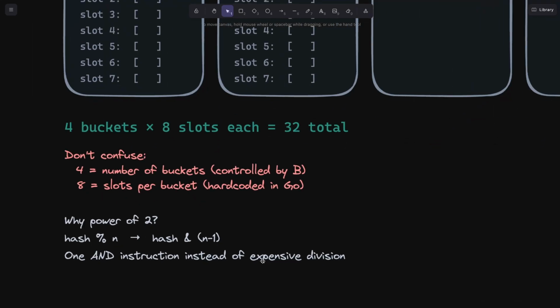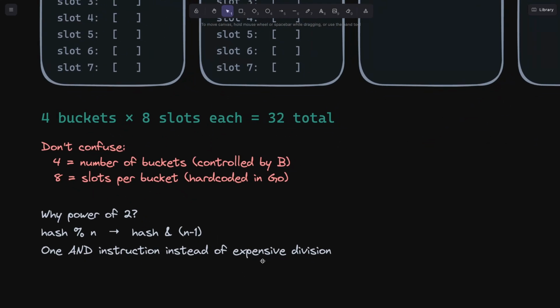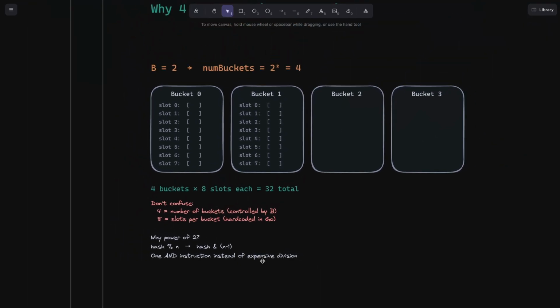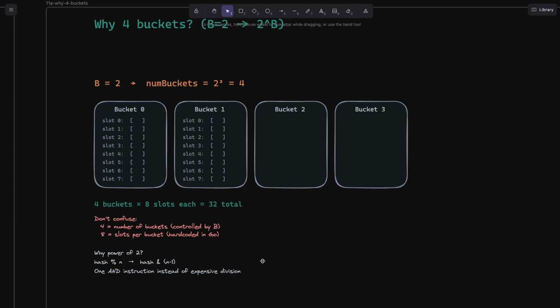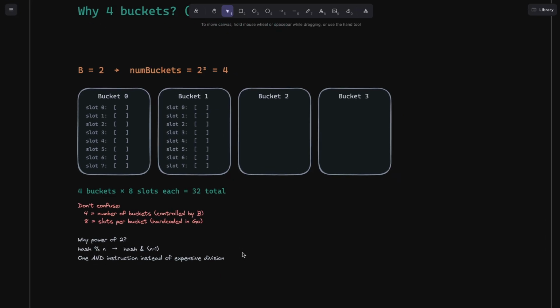Now be careful, because there are 2 different 8s floating around. The 4 is how many buckets you have, that grows as the map fills up. The 8 is how many slots fit inside each bucket, and that one is hard-coded, it never changes. So with B equals 2, you have 4 buckets times 8 slots, so 32 entries before anything overflows.